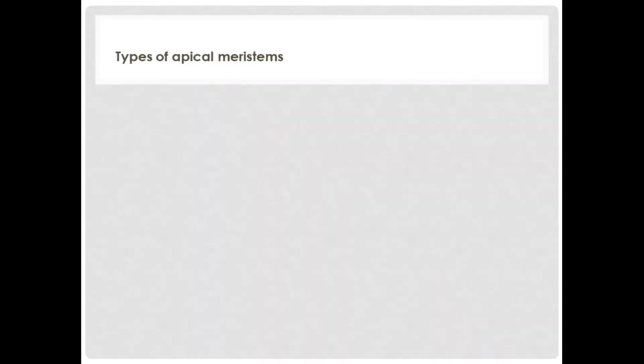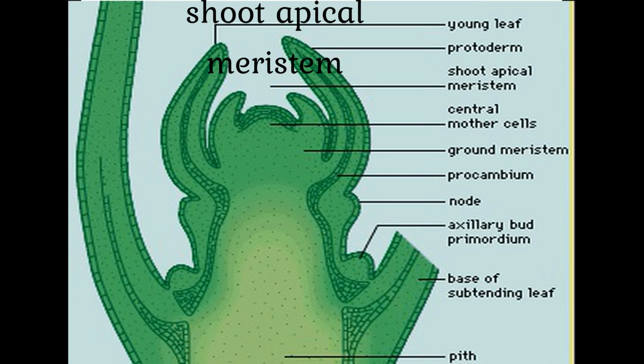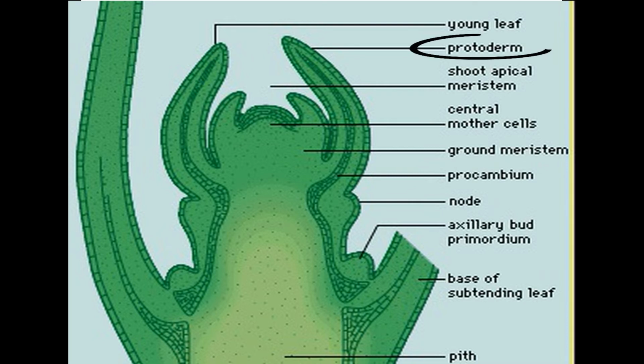Let's look at the different types of apical meristems. We have the shoot apical meristem. The shoot apical meristem is found above the ground and is composed of undifferentiated cells that can develop to become one of the following three primary meristems. We have the protoderm, procambium, and the ground meristem.